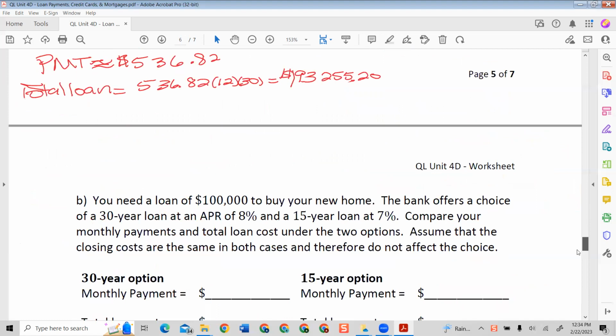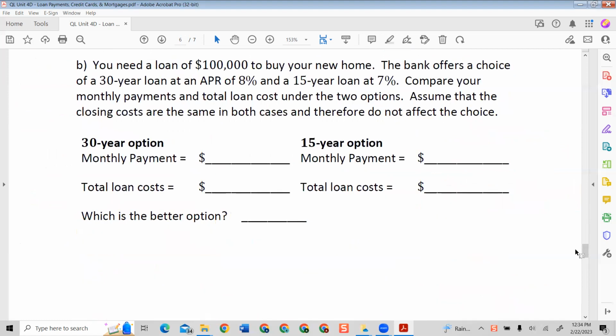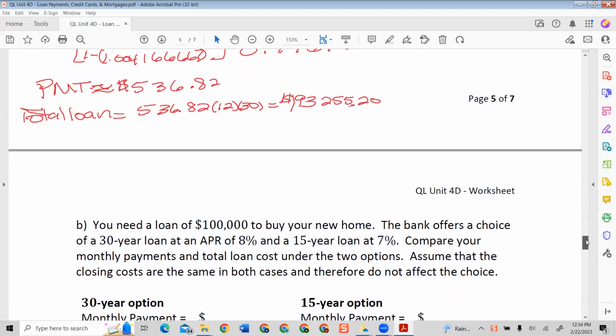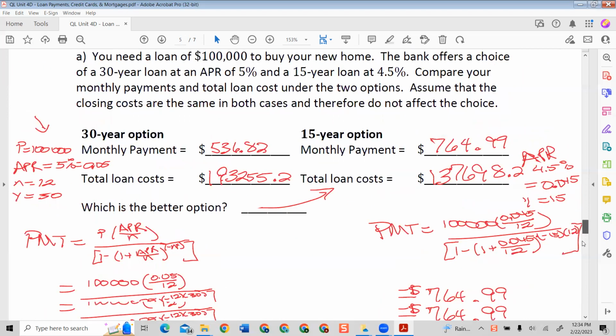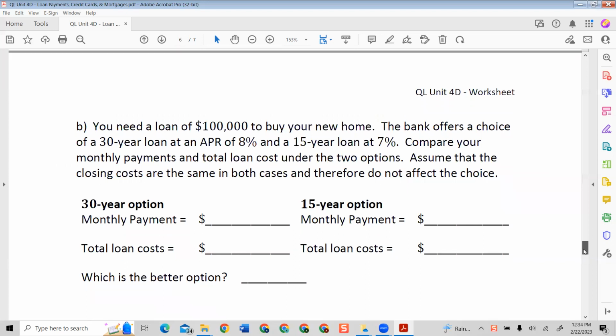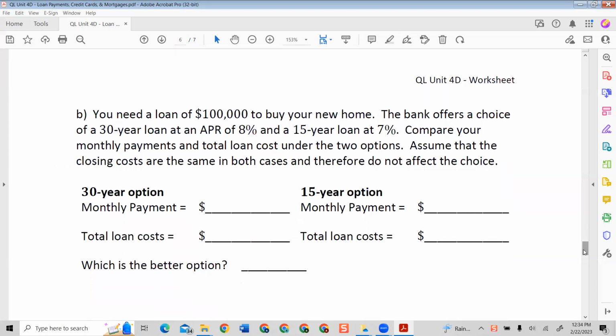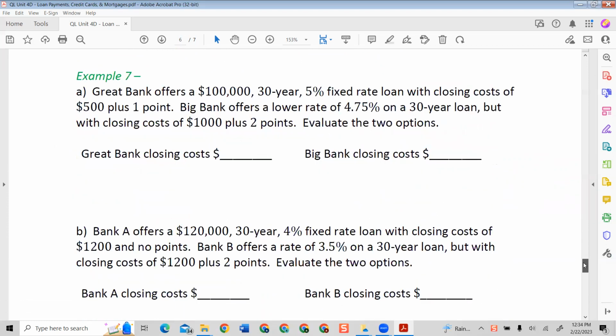Okay. Part B goes to the example above, guys, it's just like the example above. You're going to borrow the same amount. You're going to have 30 years. You're going to have a different APR. And on the 15 years, you're going to have 7%. So I'm encouraging you, based upon the example above, try this one out on your own. Holler at me if you have any questions. Let's go on to example 7.